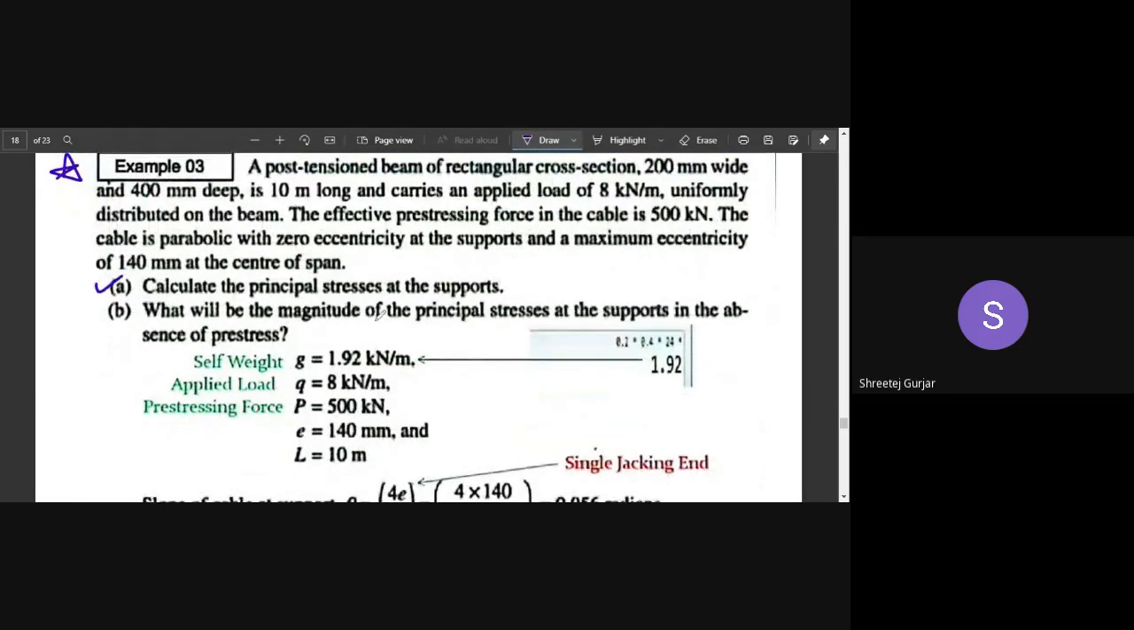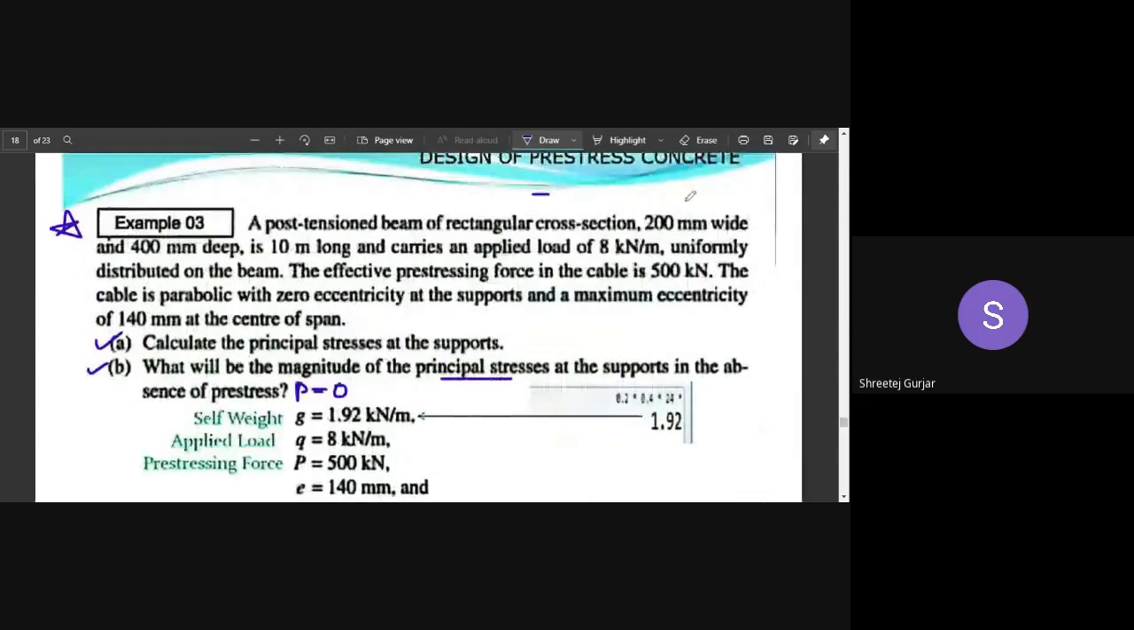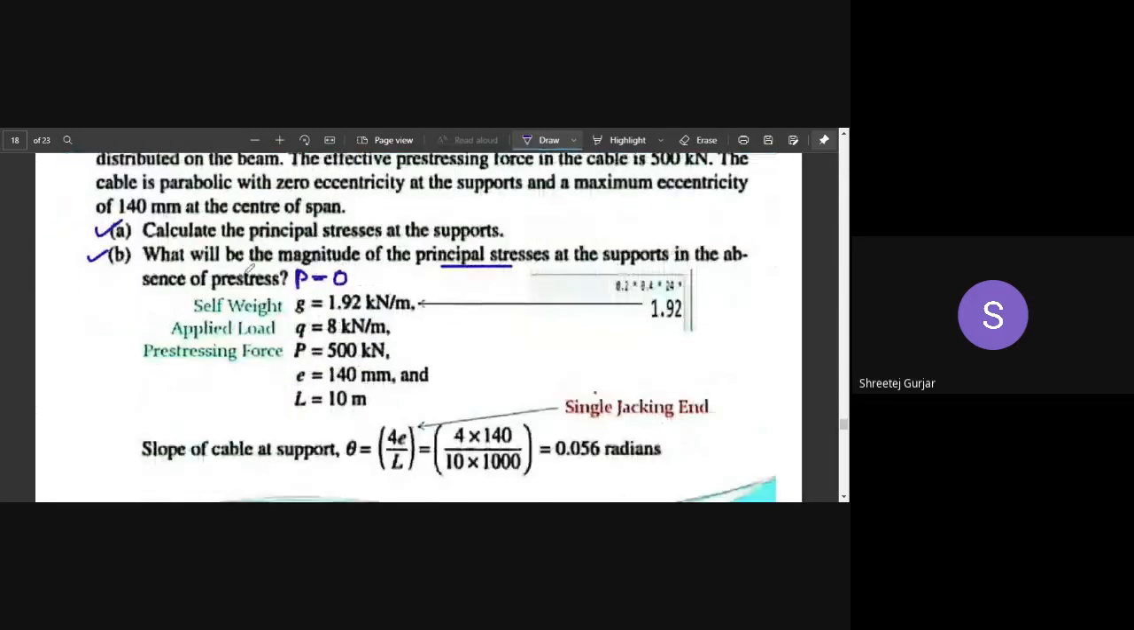What will be the magnitude of the principal stresses at the support in the absence of the pre-stress? Now, in the second case, we have to calculate the principal stresses when P is equal to 0, in the absence of your pre-stress. So this is our second case. So this is the problem statement which they have given. Now let us look into the solution.